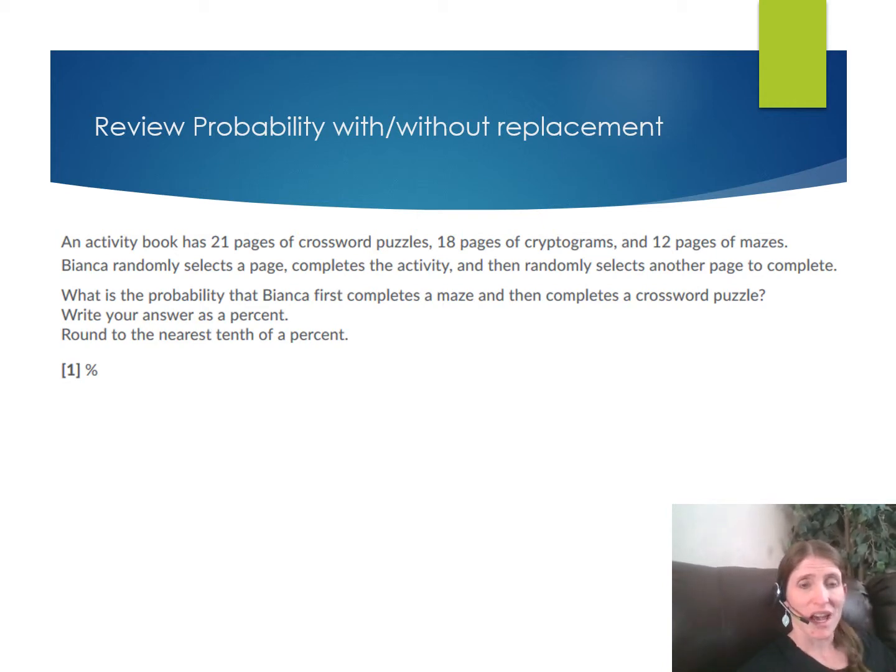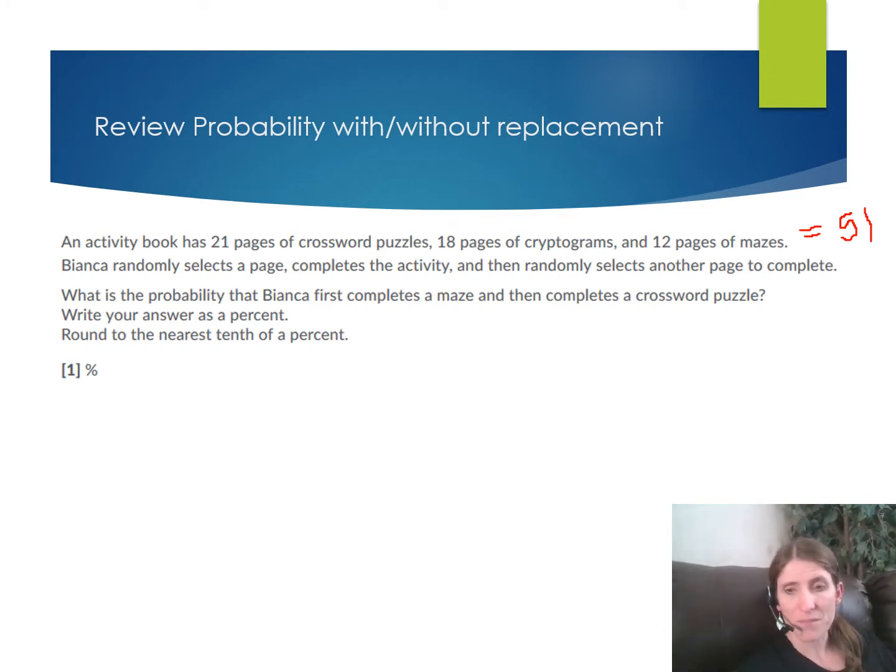First of all, it says an activity book has 21 pages of crossword puzzles, 18 pages of cryptograms, and 12 pages of mazes. Right there, my mind automatically goes to, how many total pages do we have? If I add 21, 18, and 12, I get 51. So there are 51 total pages in this activity book. Bianca randomly selects a page. She flips through it and picks this page.